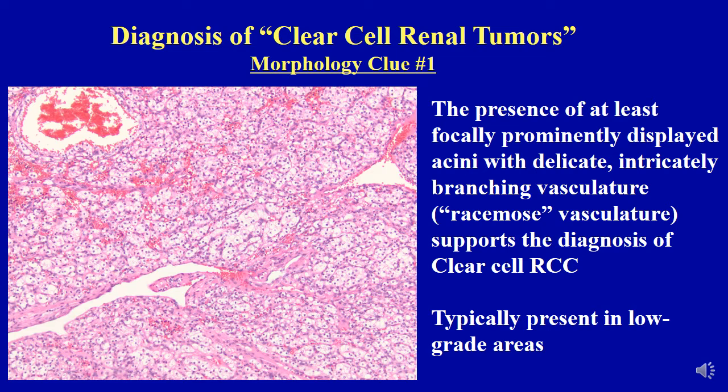So when we focus on low-grade areas, this characteristic morphology, which is shown here in this particular image, where you have small acini lined by low-grade cells separated by a very delicate, intricate branching vascular pattern, which has also been referred to as a chicken wire or racemose growth pattern, is classic or characteristic of clear cell renal cell carcinoma. This type of morphology you typically find in low-grade areas of the tumor. So extensive sampling is key for recognition of these tumors.